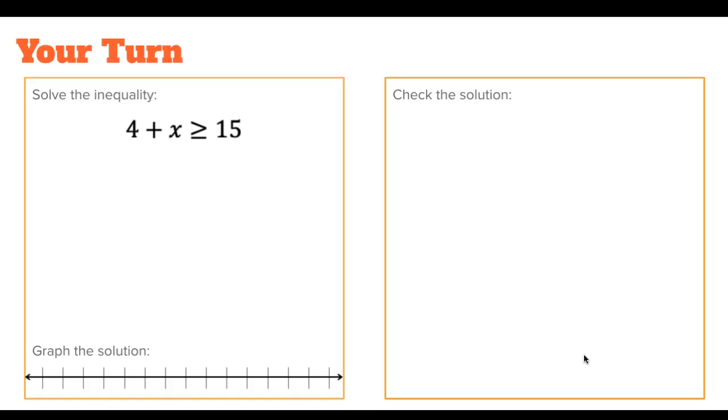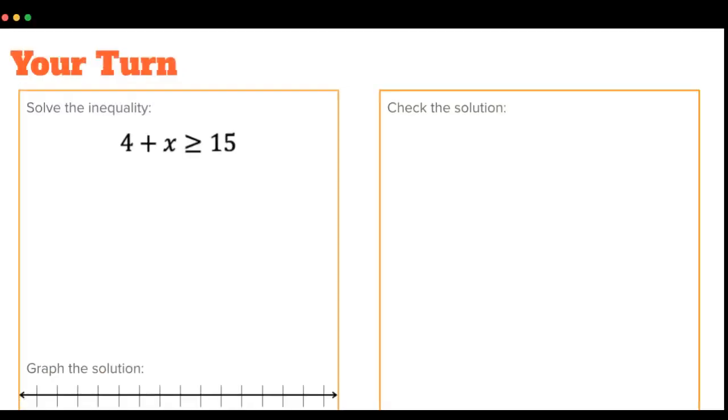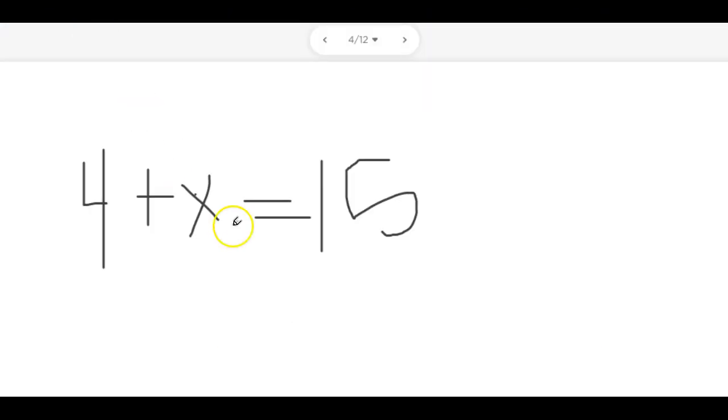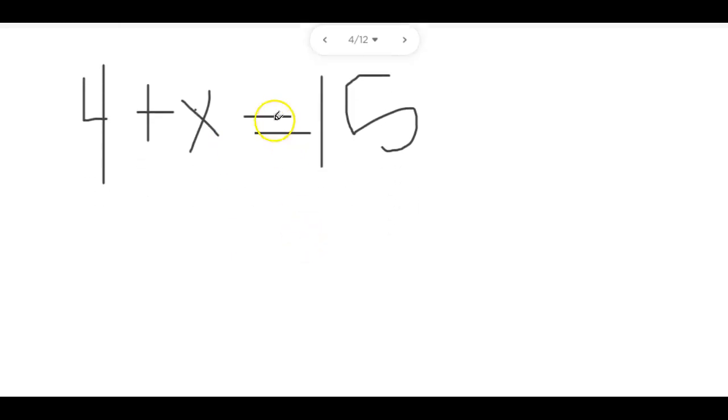All right, so your turn. I'm going to go to my whiteboard, and I want you guys to try this example. Pause the video and try this example. I hope you guys had a chance to work that problem out. I'm going to draw this line here. Oh, I'm sorry, that is not an equal to sign. I do not know why I put an equal. This should be greater than or equal to.